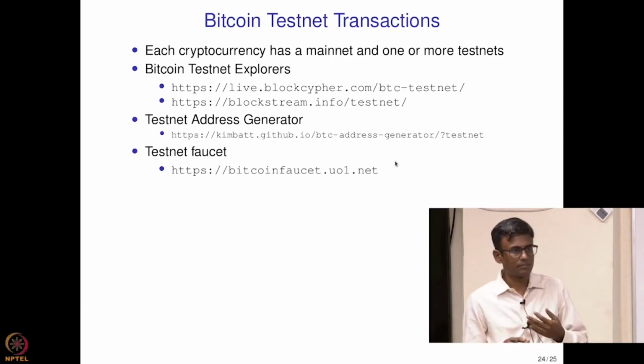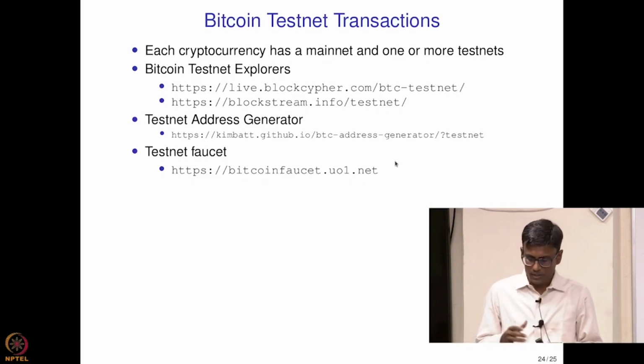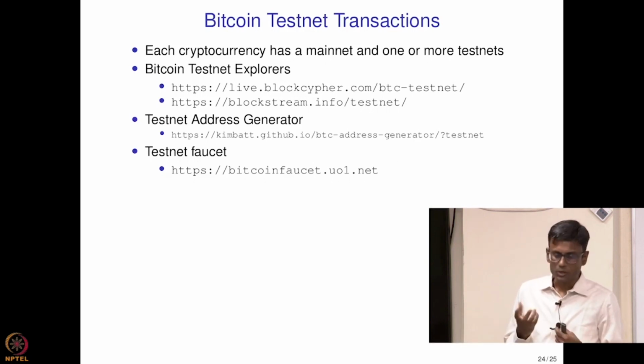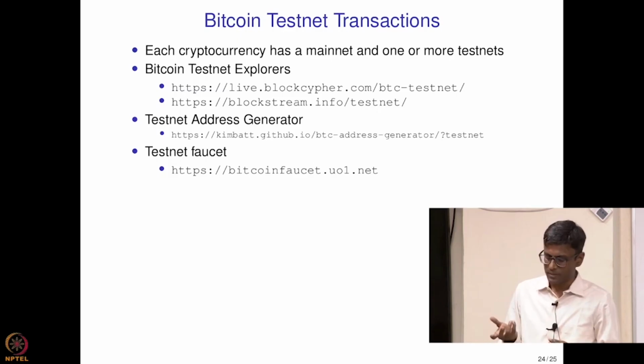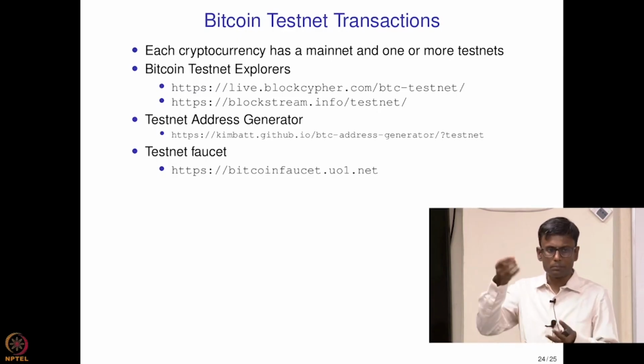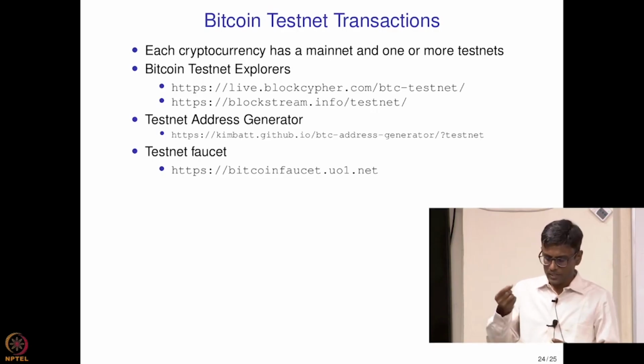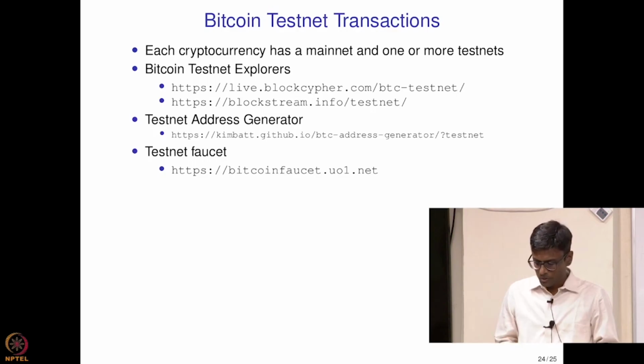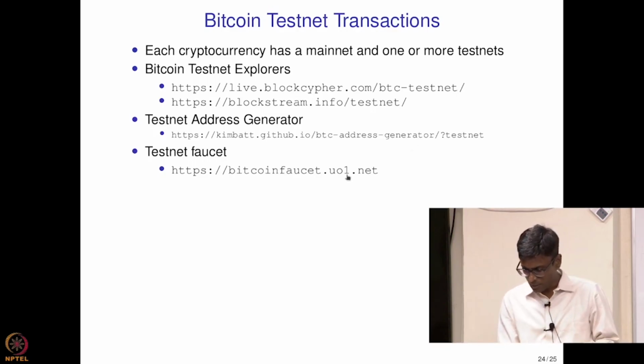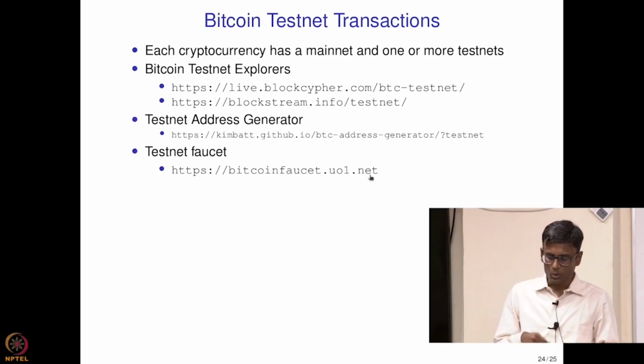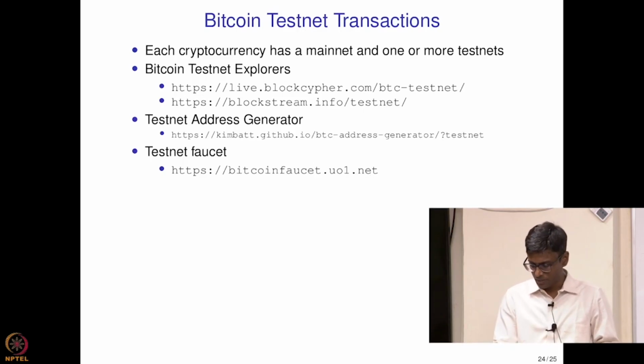Suppose I want to do some testing, where do I get the coins from? So there are websites called faucets. Bitcoin has them, Ethereum has them. What are faucets like? They're wash basins, they drip. Usually faucets leak. So these websites will drip Bitcoins for you, so you can play around. So this Bitcoin faucet, this is not an L, this is a 1, uo1.net. You can go to that, put in your testnet address which you generated, and you can get some testnet coins.